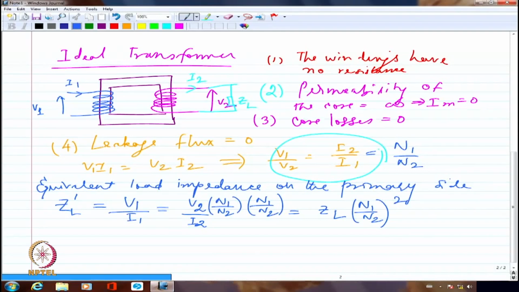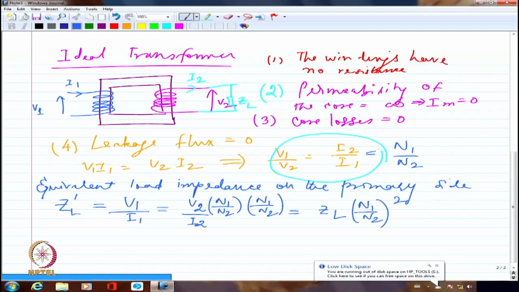Basically, we are looking at the impedance being transferred from one side to the other side. The destination side should be coming on the numerator. The number of turns of the destination side should come on the numerator. And from where I am transferring should come on the denominator. So I should have N1 by N2 whole square as the transfer parameter when I am trying to transfer the impedance from the secondary side into the primary side.